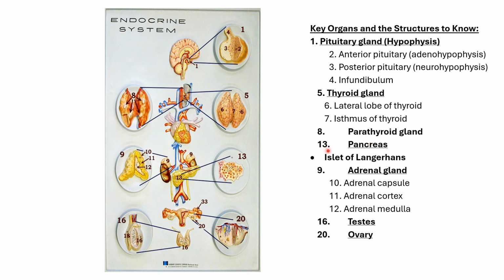Now let's go to number 13. This is the pancreas. This is present in the abdomen. It is kind of elongated like this structure present in the abdomen.